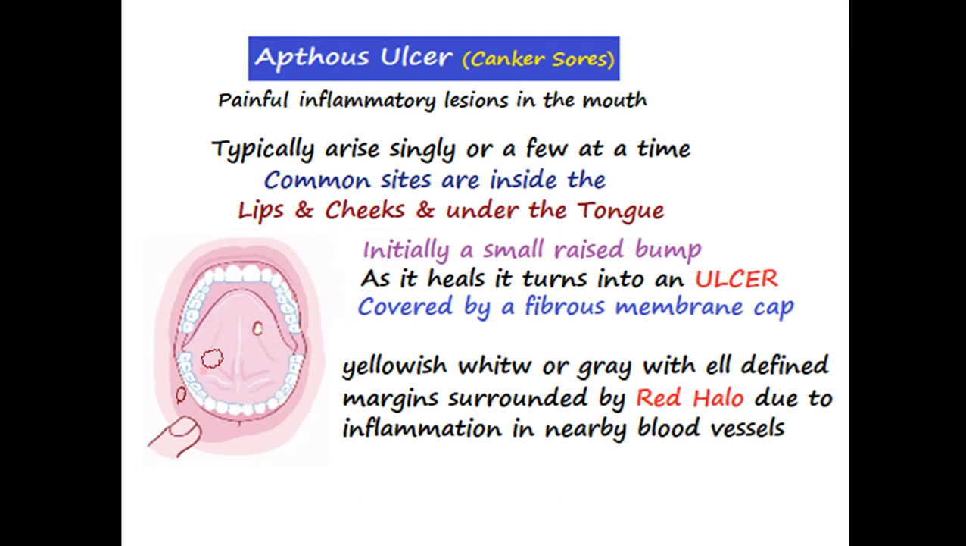Now, as we said, Aphthous ulcers are nothing but painful inflammatory lesions in the mouth, and they typically arise singly or a few at a time. Right? The common sites of the Aphthous ulcers are the lips, the cheeks, and under the tongue. In the picture, you can see an Aphthous ulcer on the inside of the cheek and one below the tongue and the other in the vestibule, which is on the gums.